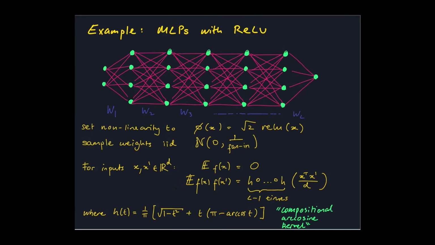And then the covariance structure, so the expectation of f of x multiplied with f of x prime, takes something called the compositional arc cosine kernel. So we take the dot product between the inputs, and then we iteratively apply this function h, like L minus 1 times, where L minus 1 is the depth. It's just a particular mathematical function which happens to correspond to this architecture. Somebody proved it. So this is an example of the result.